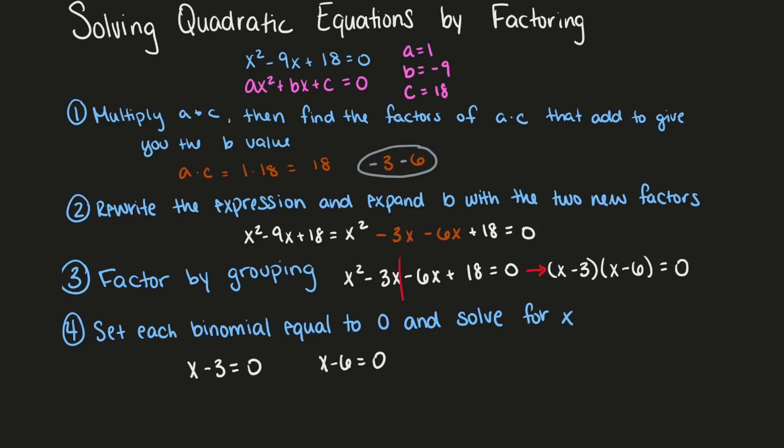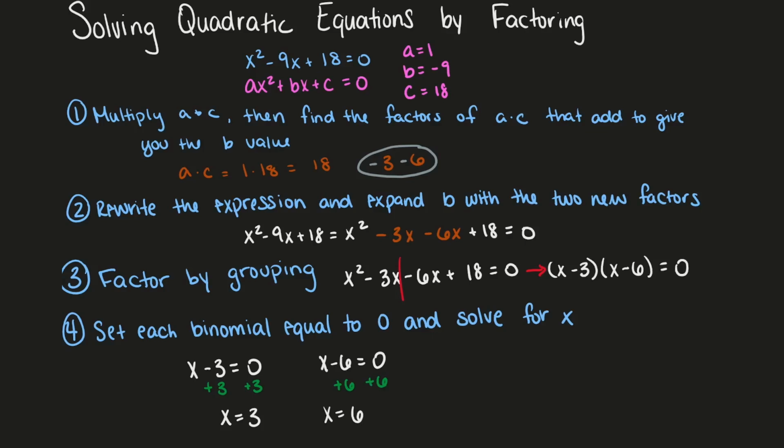So on our left side, we have x minus 3 equals 0. We'll add 3 to both sides, and we'll get x equals 3. And on our right side, we have x minus 6 equals 0, so we'll add 6 to both sides, and we get x equals 6. And we've just solved our quadratic equation.